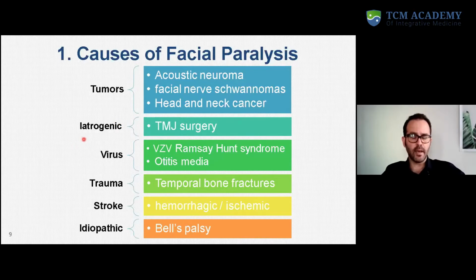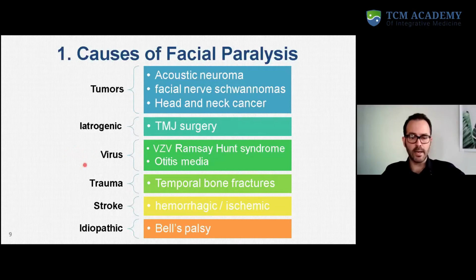Viruses also play an important role in the development of facial paralysis. Varicella zoster virus, VZV, or what's known as Ramsay-Hunt syndrome, can cause facial paralysis with or without shingles. Usually the shingles are beneath the ear. This type of facial palsy is considered to be more difficult to treat, and definitely viruses are a main etiology causing facial paralysis. Also, viral otitis media or any type of ear disease can cause facial paralysis.